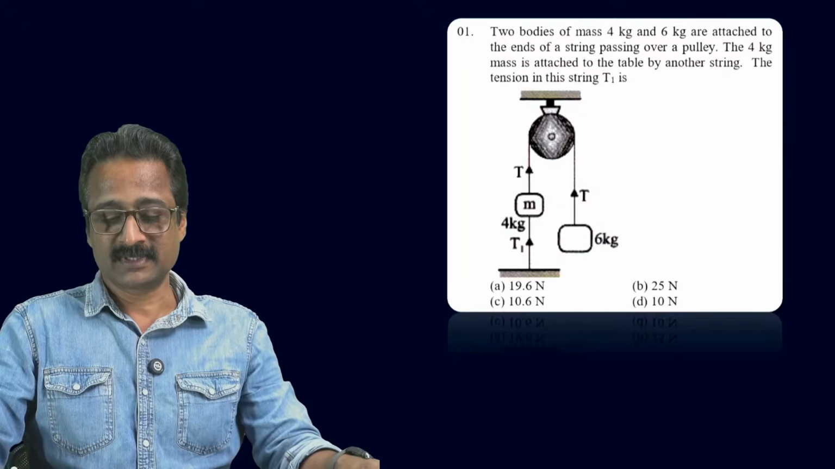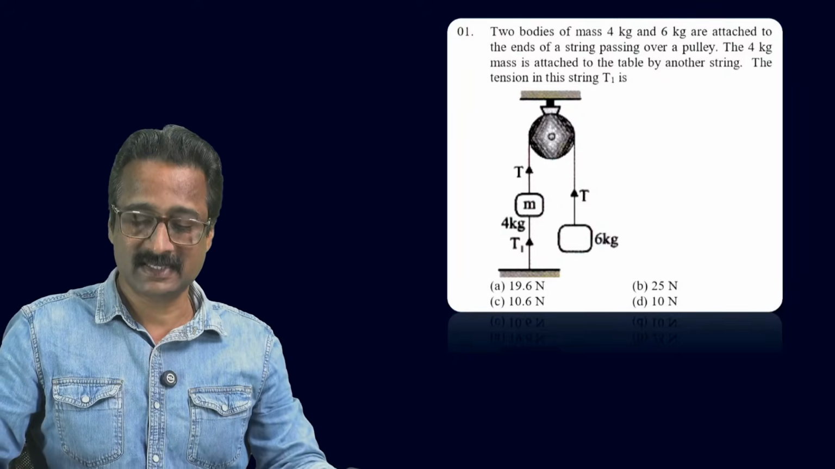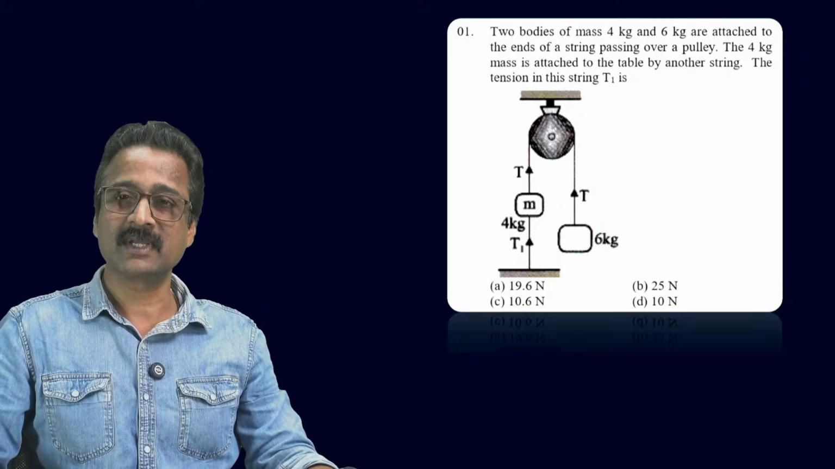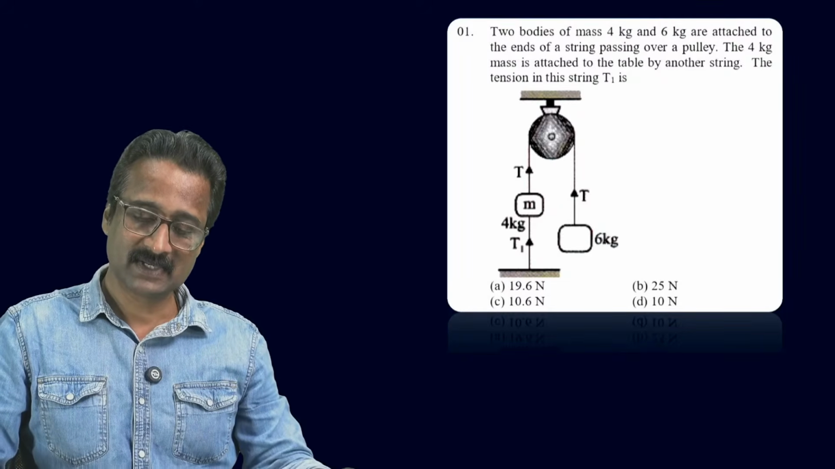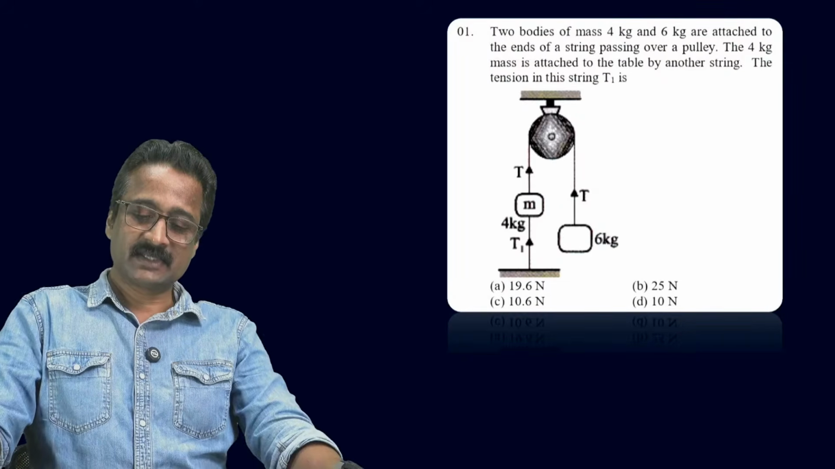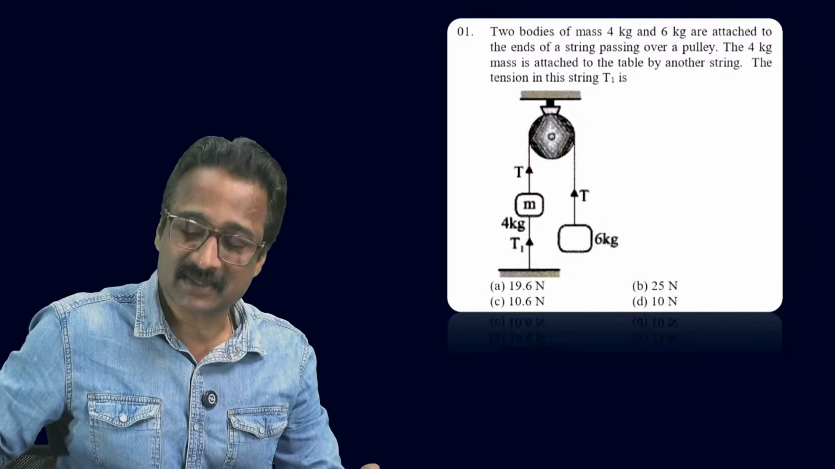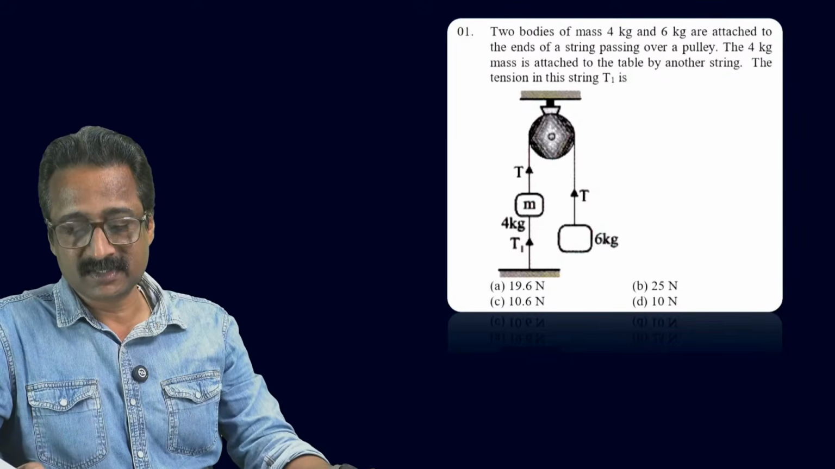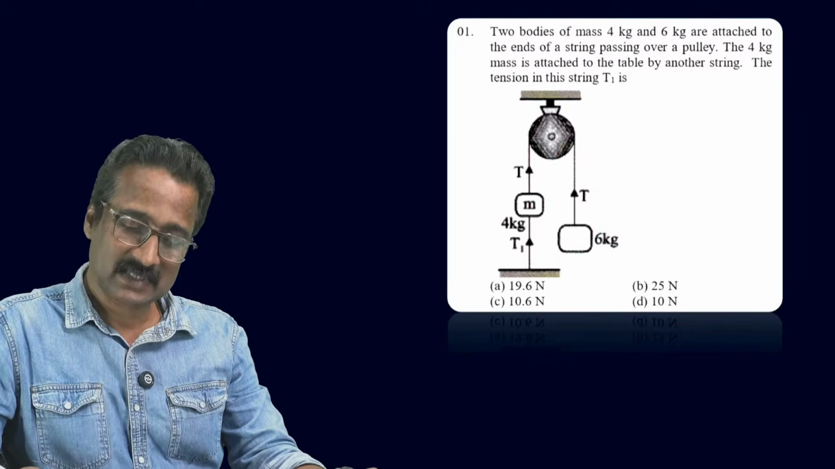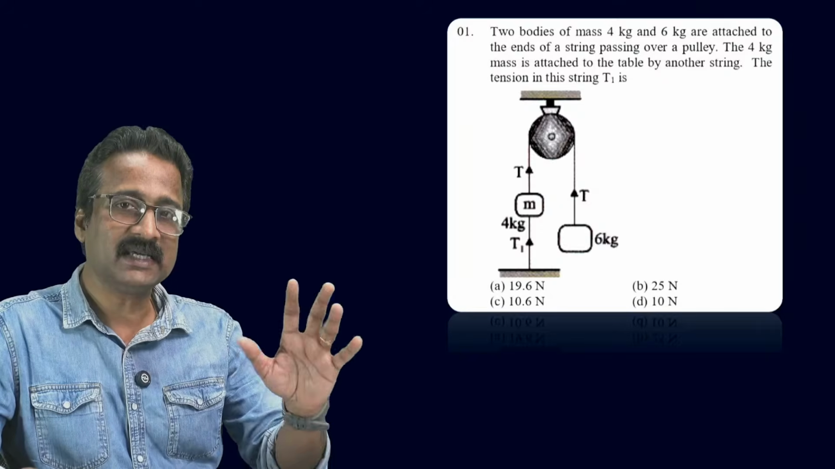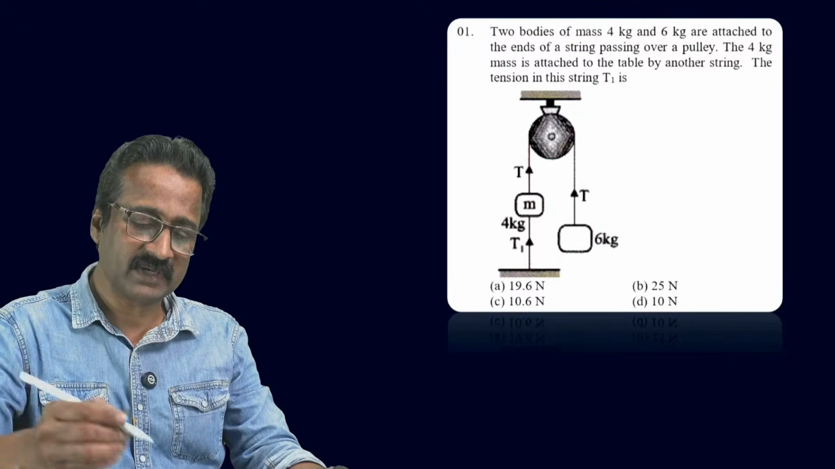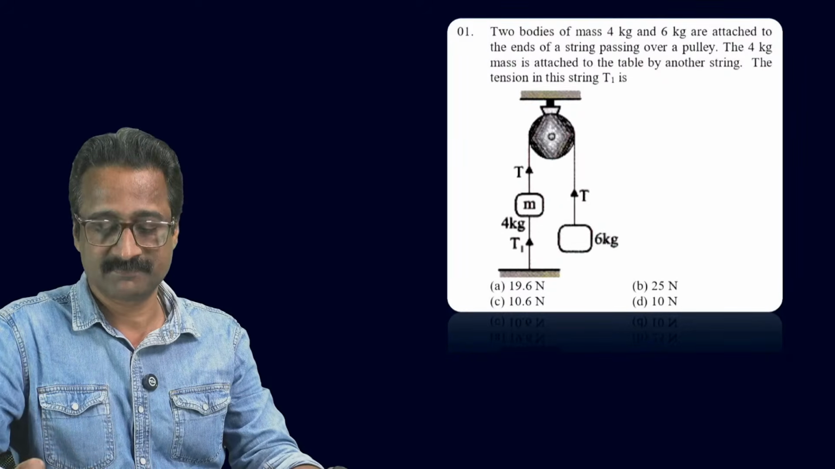Two bodies of mass 4 kg and 6 kg are attached to the ends of a string passing over a pulley. The 4 kg mass is attached to the table by another string. The tension in the string T1 is... You have to take the value of g as 9.8 exactly, but we'll make certain approximations in the beginning at least. Now look at the figure.